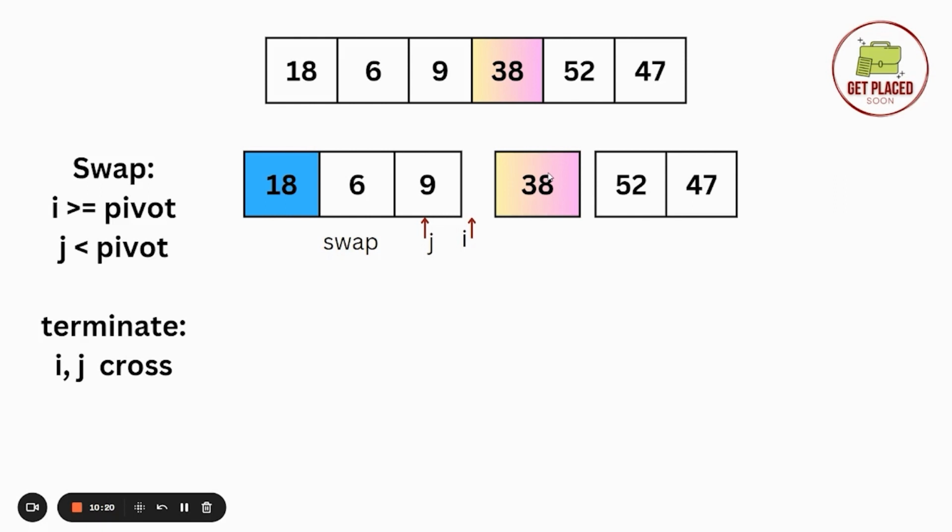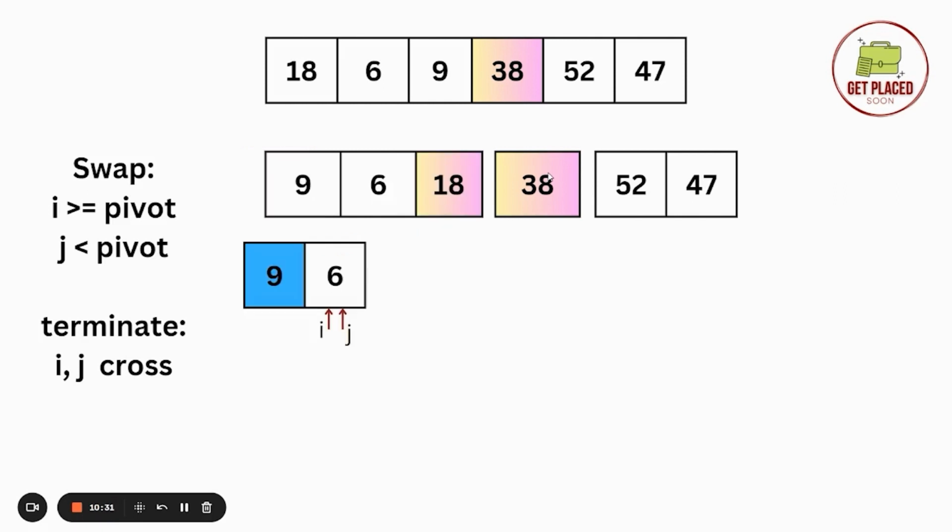Now what happens? i and j have crossed. The jth index is less than the ith index. Now swap. What are we swapping? We are swapping the first element, that is 18, with the jth pointer. So 6 and 9 will come as the left subarray of 18 and there are no elements on the right side of 18. That's why 18 is at its fixed position. There is no right subarray, we have only the left subarray.